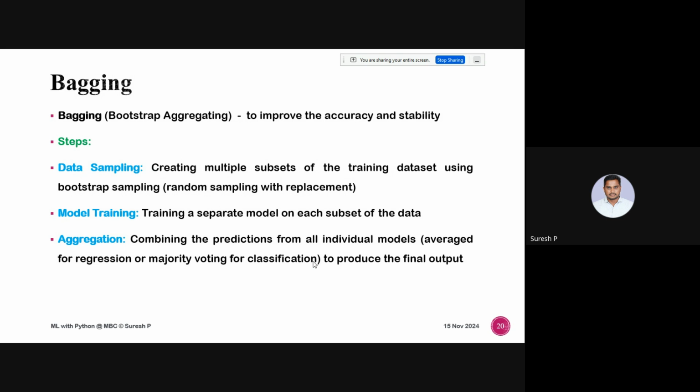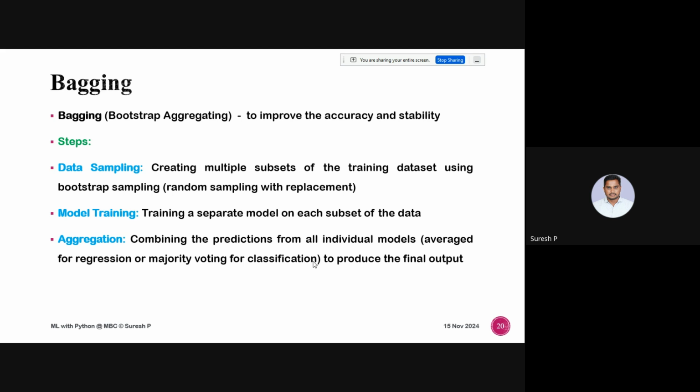We will get more accuracy in that machine learning model. Here there are different steps we are supposed to follow. There are three steps: one is data sampling, another is model training, and another is aggregation. In data sampling, generally we will have a large data set, so we will not give the entire data set to the algorithm to learn from.